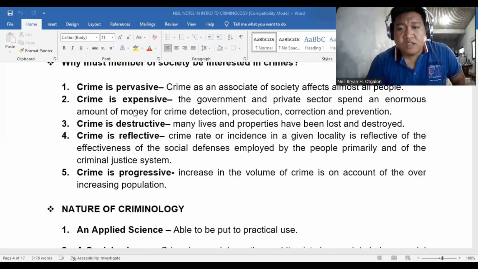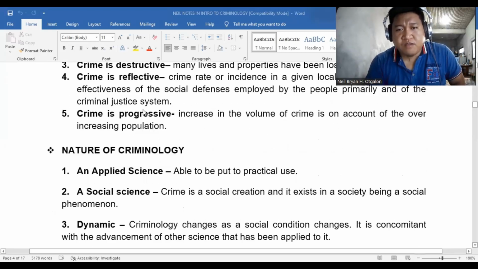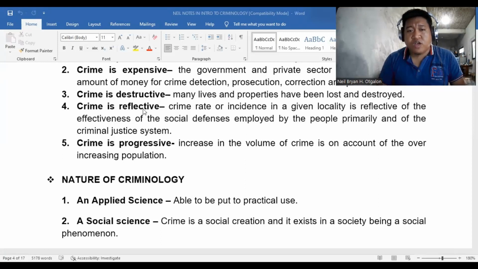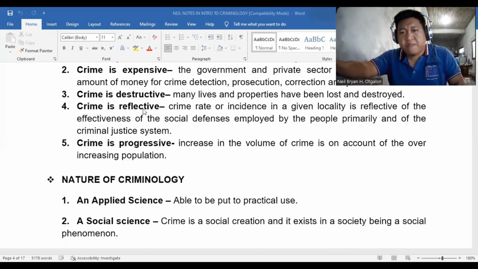Then crime is destructive, as I mentioned a while ago. It destroys life and property, especially life. Life, when it is lost, is no more. So that is destructive. Then crime is reflective. It means the more crimes in a certain area, the weaker the law enforcement in that particular area. The integrity of the police, the integrity of the law enforcement is questioned. It reflects.